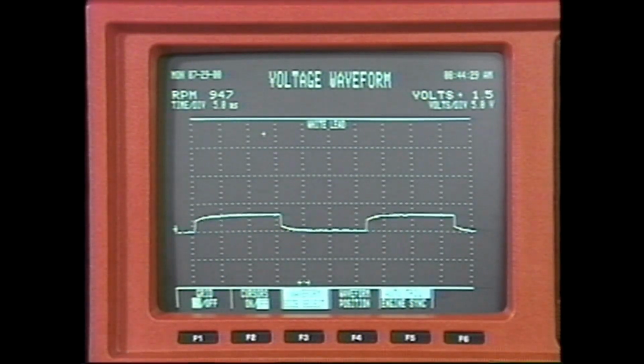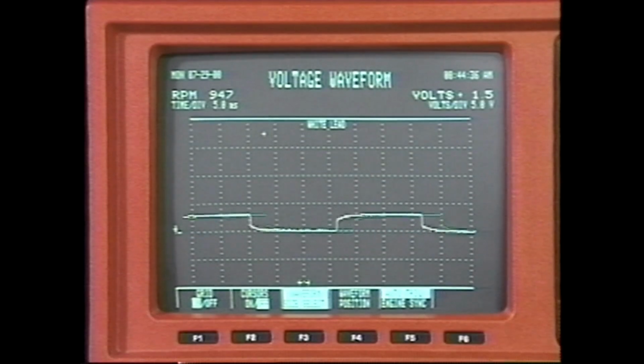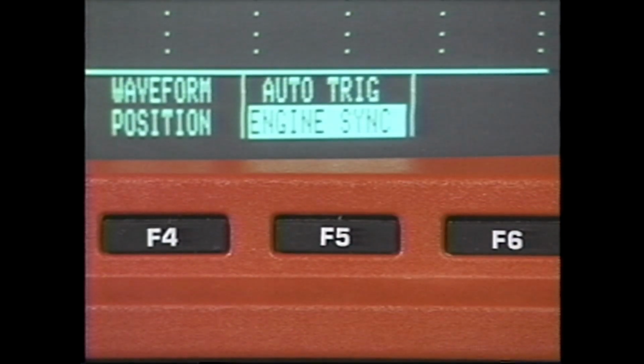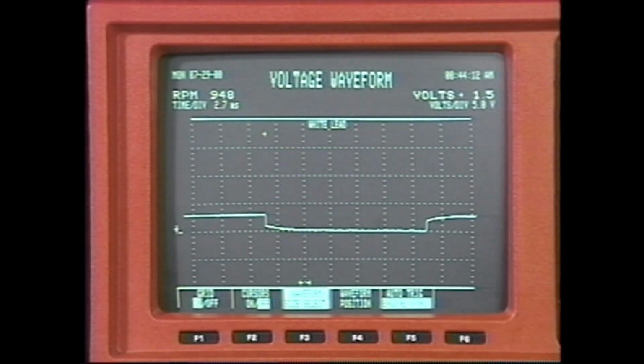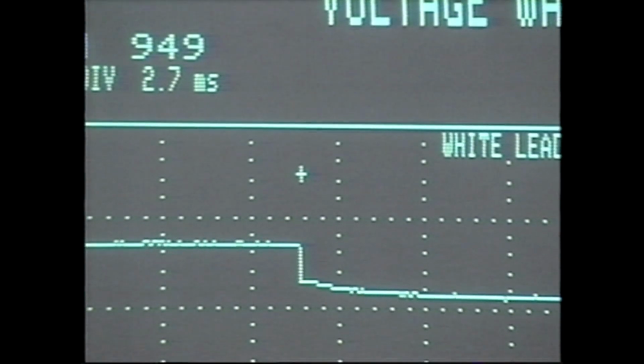If the Counselor 2 can't synchronize the signal, the waveform will sweep across the screen at the selected time per division speed. Engine sync will synchronize the test signal with another signal coming from the secondary lead, primary lead, fuel injector lead, or number 1 spark plug lead. If auto trigger doesn't work, try engine sync. A trigger marker shows you the point in the waveform where the signal is being synchronized.